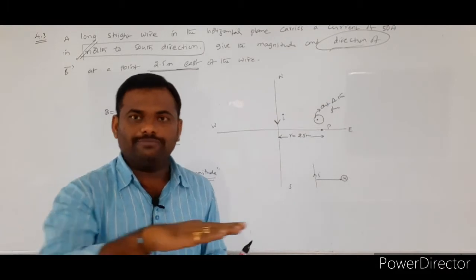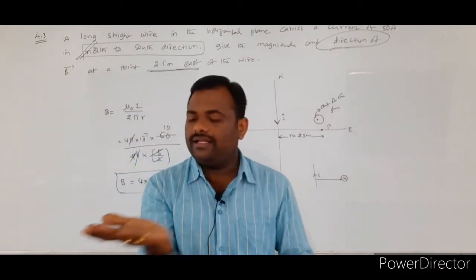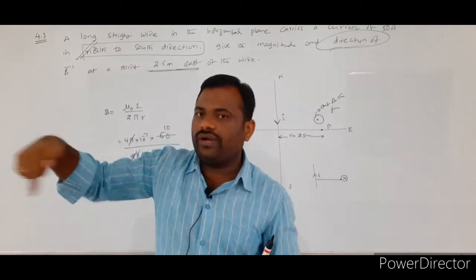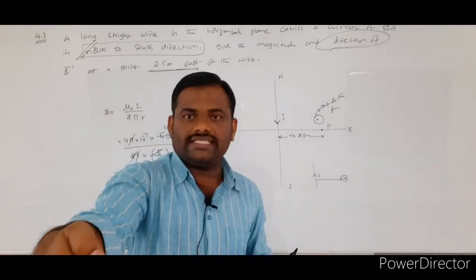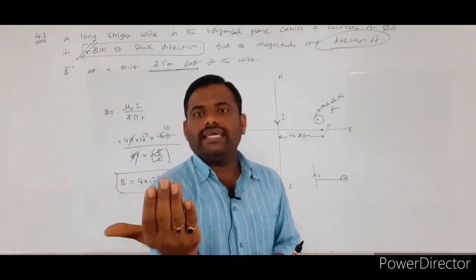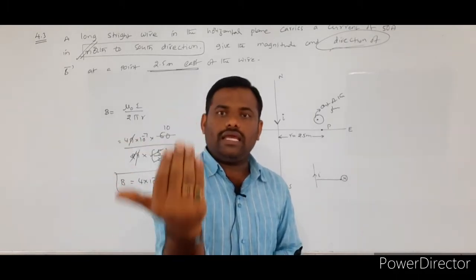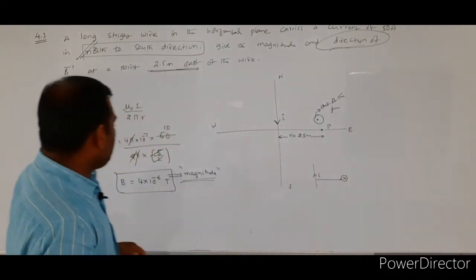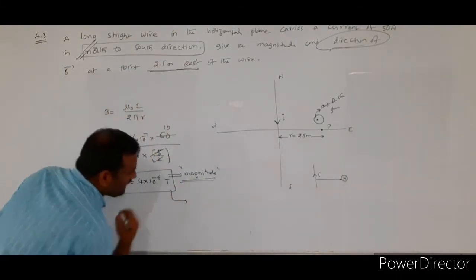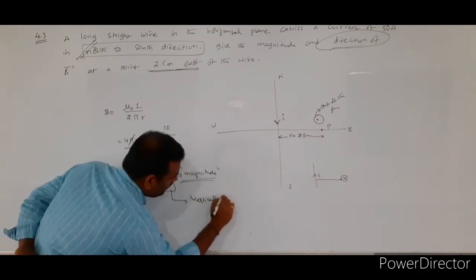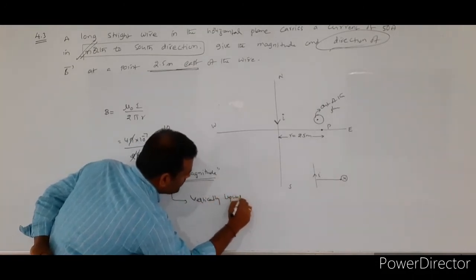Because we consider the horizontal plane. See, this indicates that current is flowing north to south. So this is the eastern point. At the eastern point, the direction of the magnetic field will be acting vertically upwards.